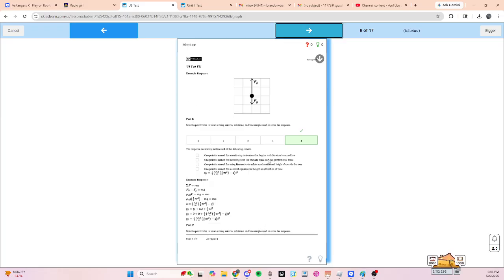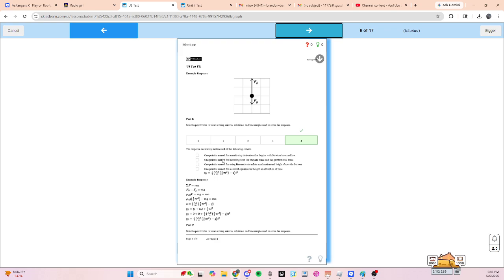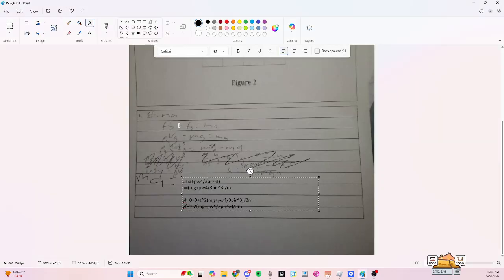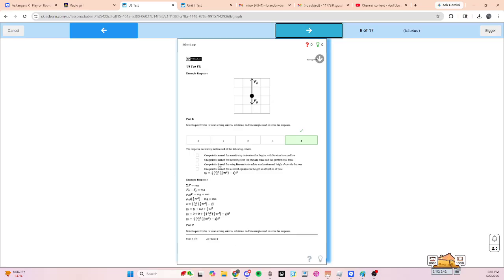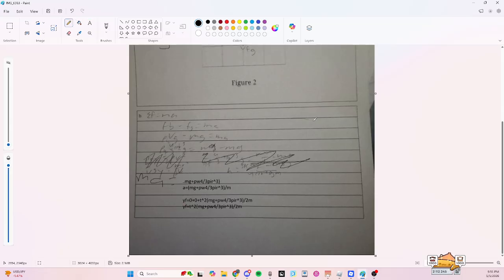Wait, but one point is for a multi-step derivation that begins with Newton's second law. I did begin with Newton's second law right here, F equals ma, including both the buoyant force and the gravitational force. I did do that, Fb minus Fg. One point is earned for using kinematics to relate acceleration and height above the bottom. I didn't do that, and I didn't get that. Okay, so I got 2 out of 4 for this one.